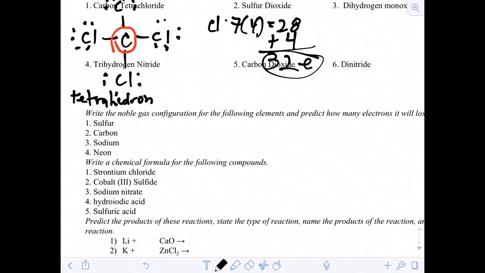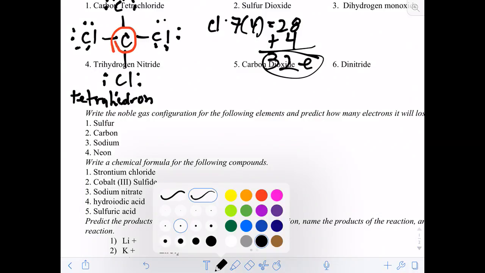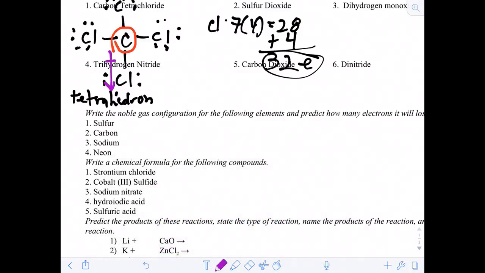For polarity, all you have to do is think about electronegativity. Which one's more electronegative, chlorine or carbon? Chlorine. So the electrons are being pulled towards this chlorine, towards this chlorine, and towards that chlorine. They're being pulled in all directions. Is there one side of this molecule you could point to and say there's a lot of electrons over here and not a lot over here? No. It's being pulled in all directions equally. So is it polar or non-polar? It's non-polar.